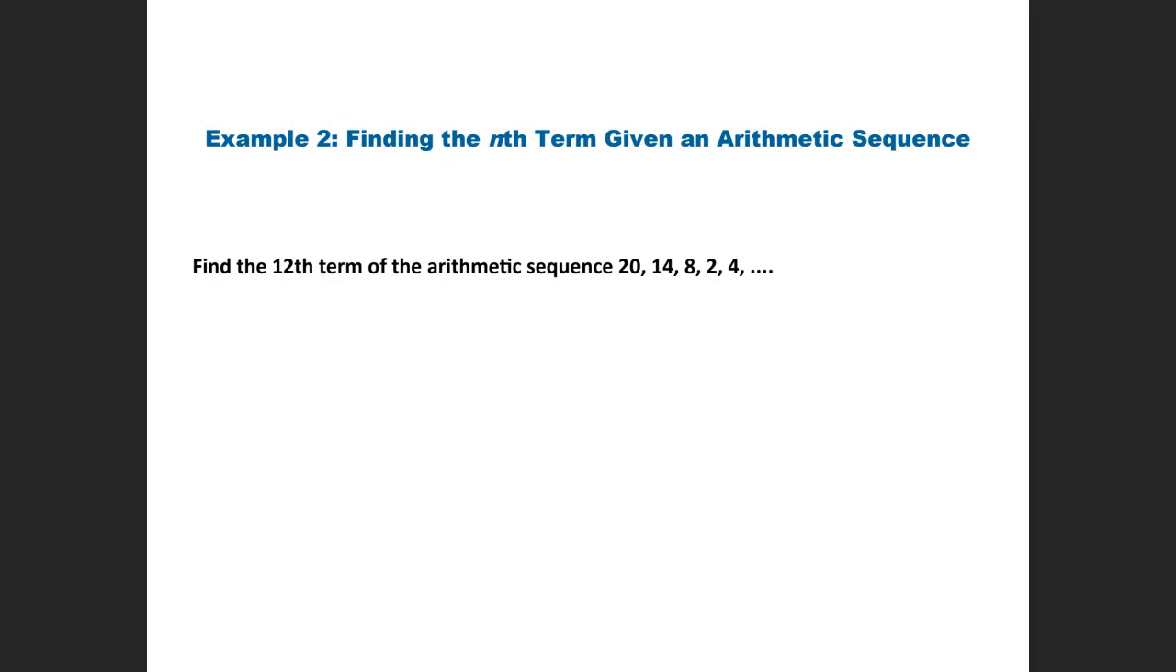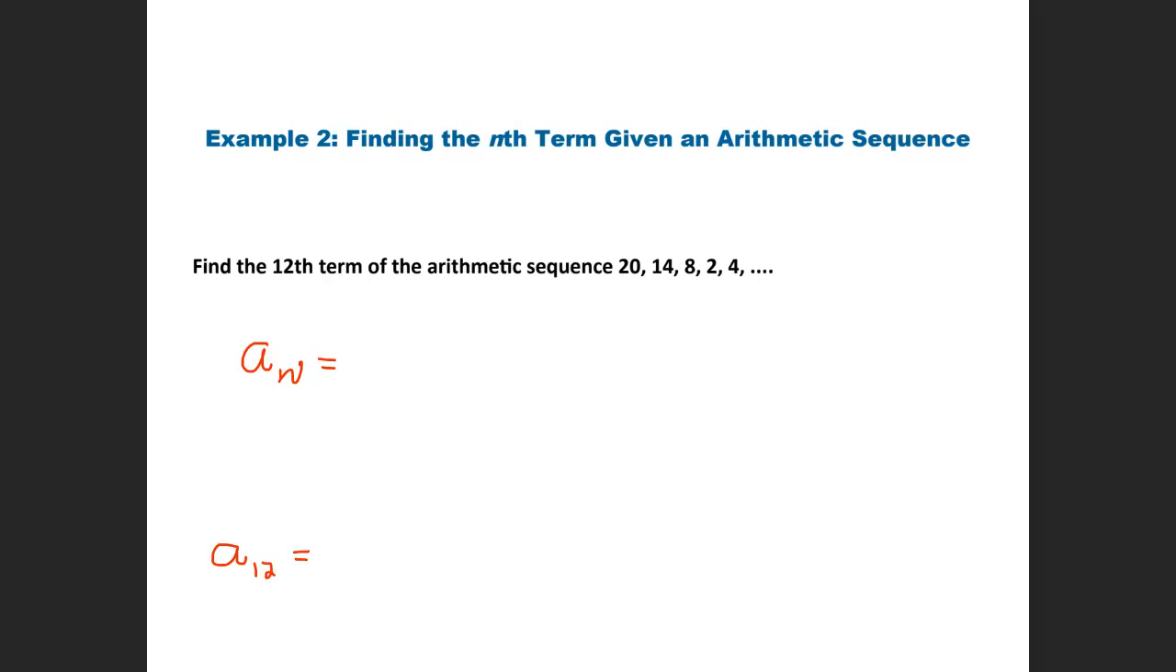So here it says, find the nth term of the arithmetic sequence. And when it says find the nth term, what it's really asking for is, what is the equation? Okay. So what is a sub n? What is the equation for this thing? And then it wants me to find the 12th term. So once I find that, it wants me to find the 12th term.